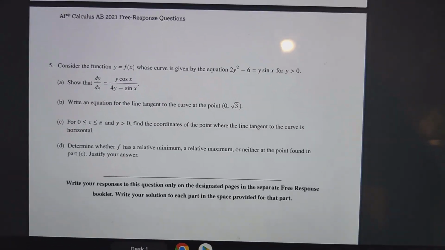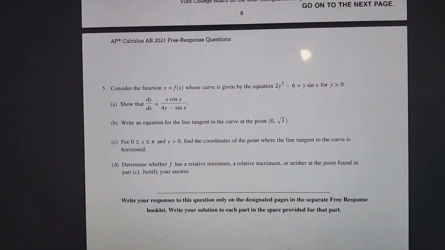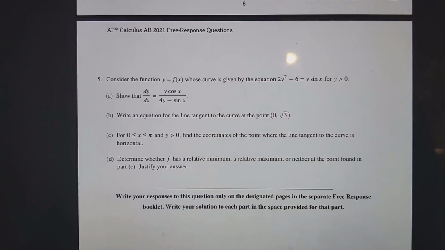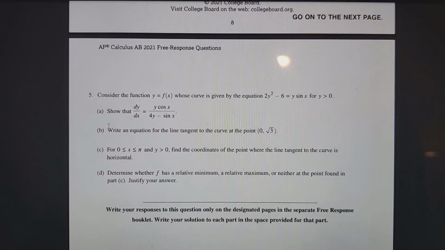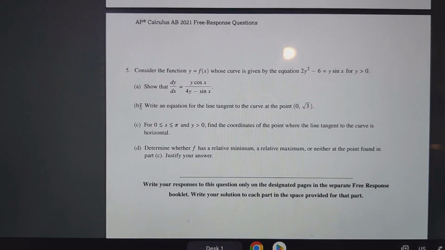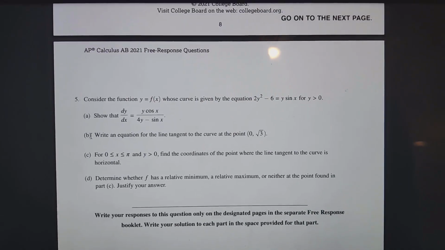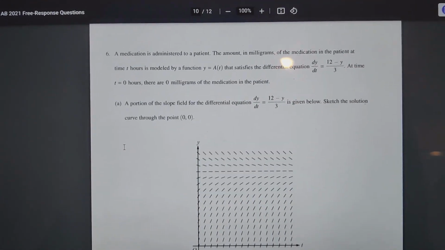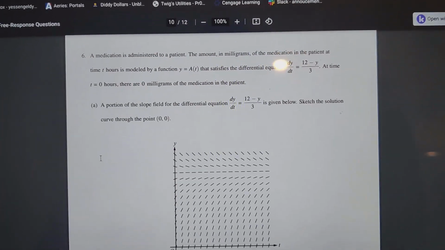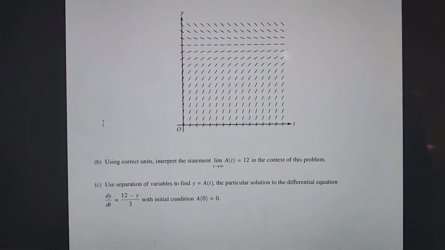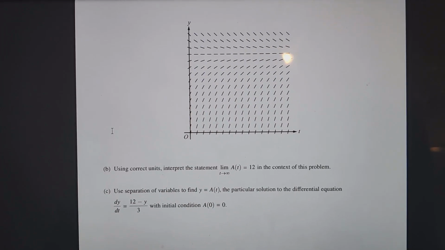Some more extra practice for differential equations is the 2021 FRQ problem number 5. It has some good equations involving tangent lines, and you can also do problem number 6. It has more slope fields and more particular solutions and differential equations.